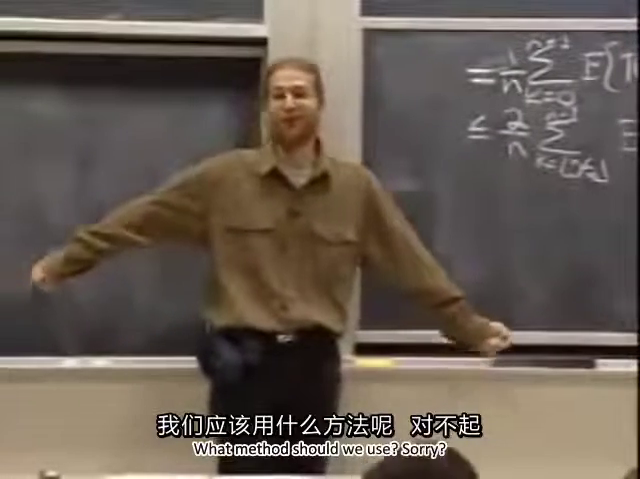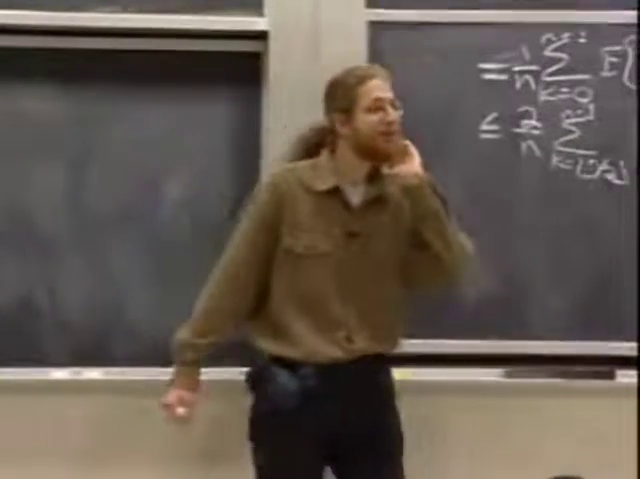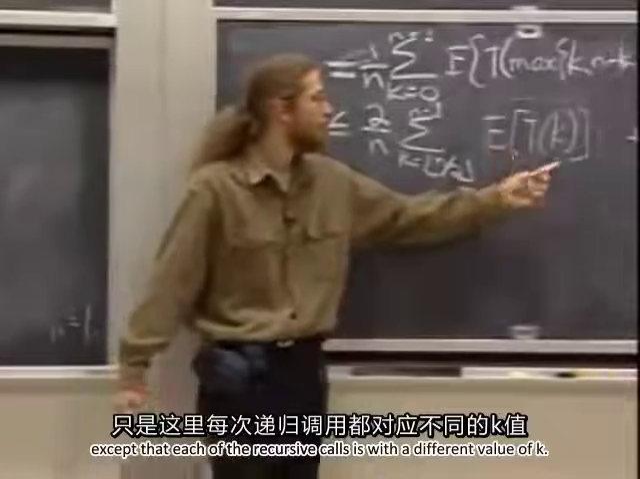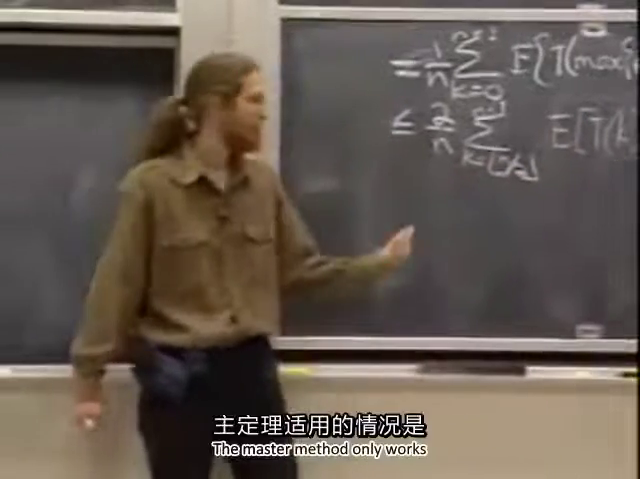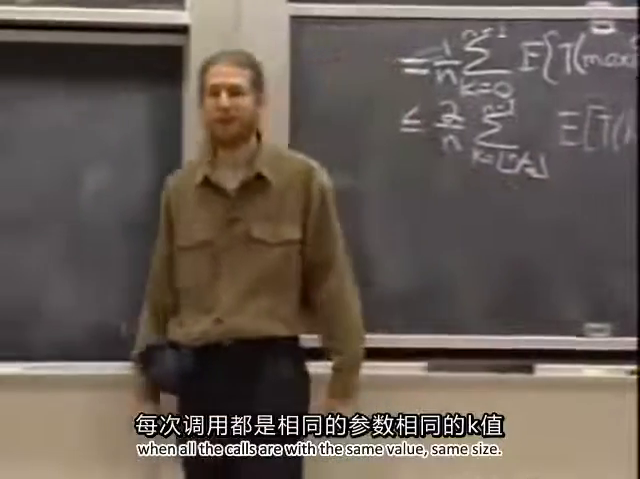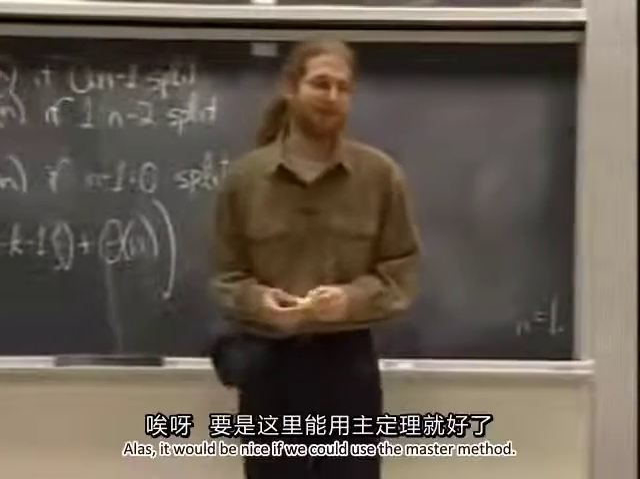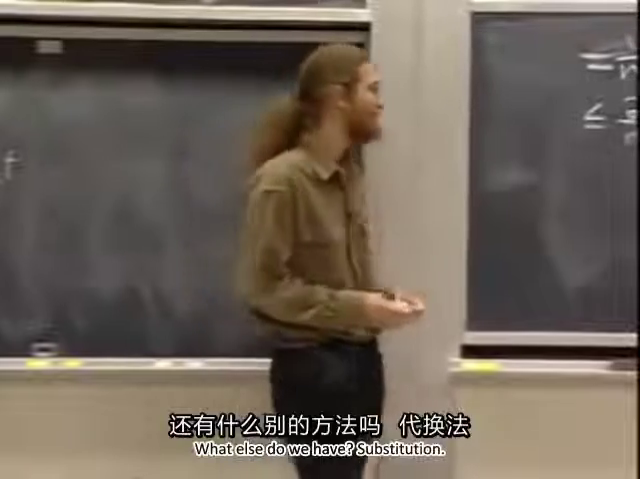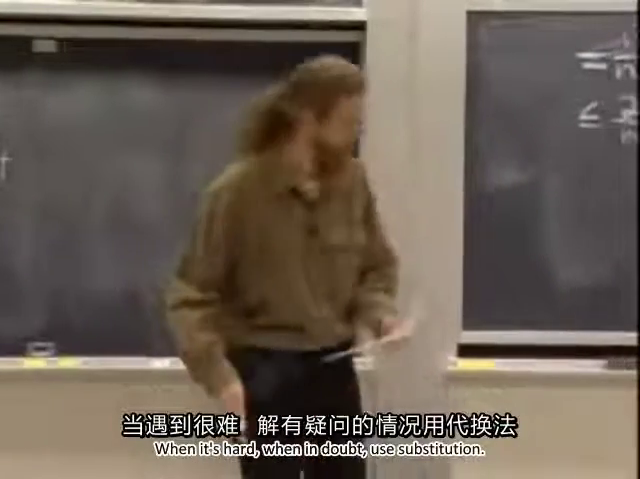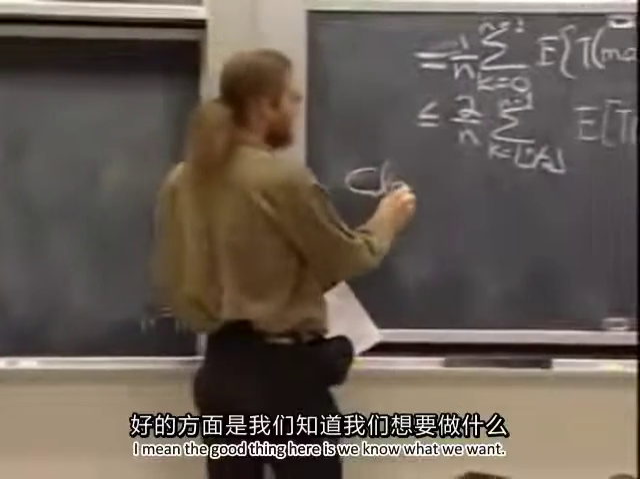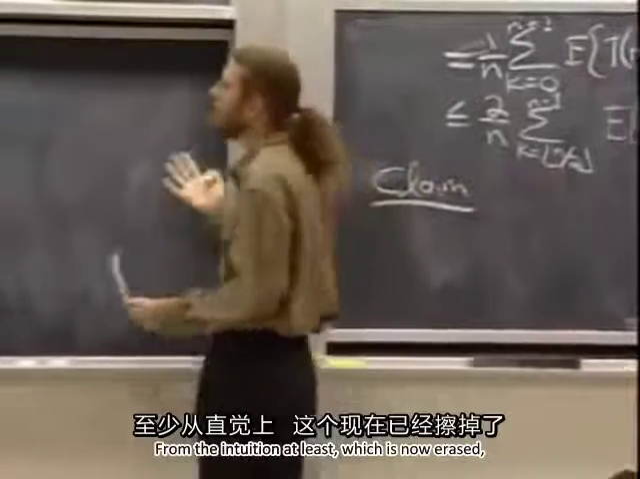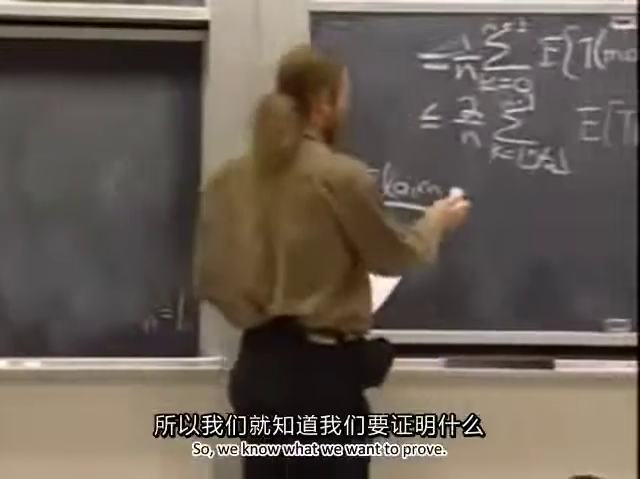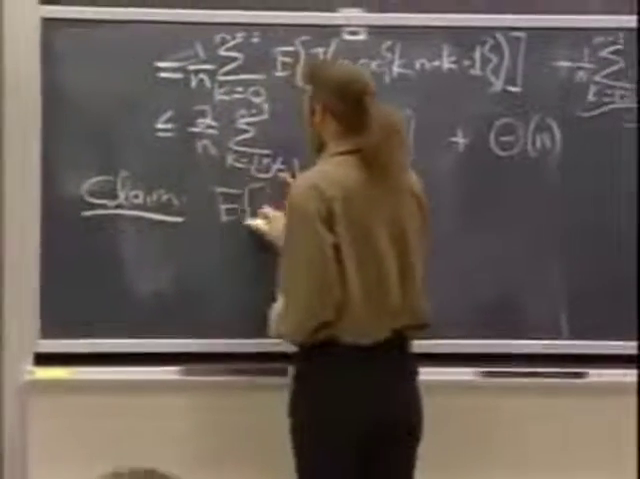What method should we use? Sorry? Master method? Master method would be nice, except that each of the recursive calls is with a different value of k. So master method only works when all the calls are with the same size. Alas, it would be nice if we could use the master method. What else do we have? Substitution, yeah. When in doubt, use substitution. The good thing here is we know what we want. From the intuition, we really feel that this should be linear time. So we know what we want to prove.